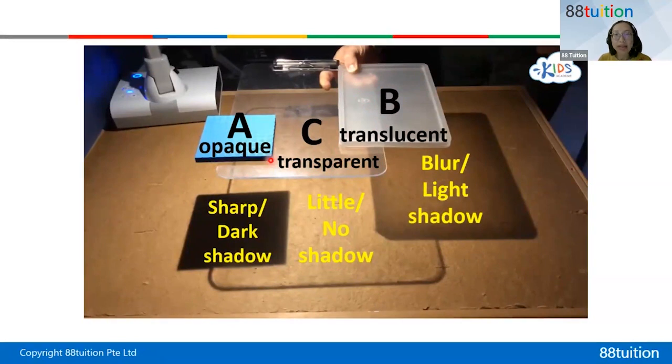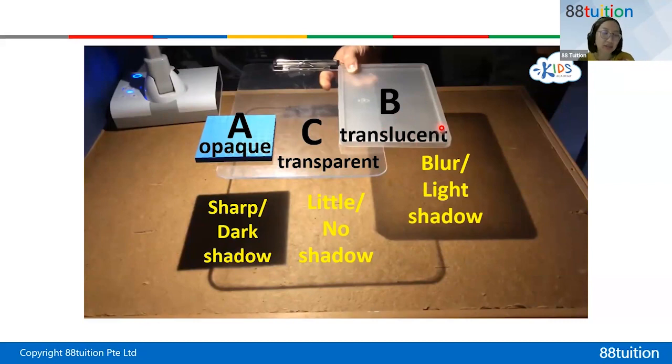All right. Now for PSLE, you do not need to learn the words opaque, transparent, translucent. You don't need these three words. But instead, you will say whether it allows most light, all light, or some light to pass through. All right. So can we talk about opaque?